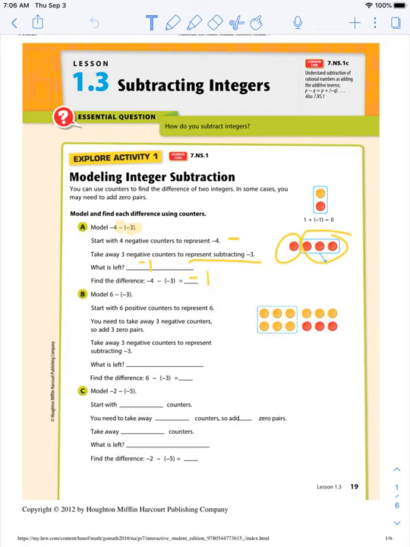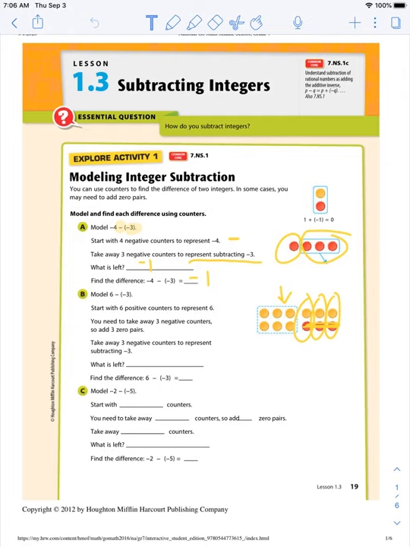Now in example B, we're going to model subtracting a negative from a positive. So we're going to start with 6. So start with 6 counters, that's these here. And then we need to take away 3 negative counters. But in our original 6, there are no negative counters. So we're going to add 0 pairs, that's what these are, until we get 3 negative counters. So we added 3 0 pairs. Then we take away the 3 negative counters.